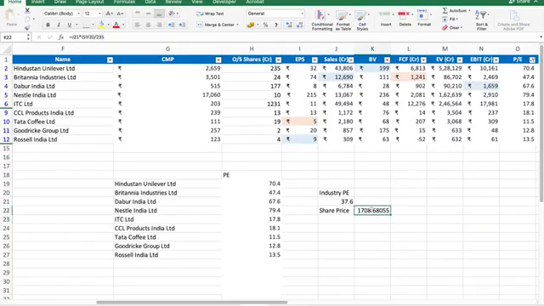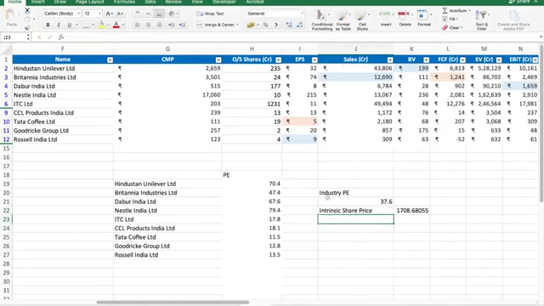Right? And what is the share price now? If you look at the share price, it is somewhere close to 2600. So this is the intrinsic share price. And what is the current market price? The current market price is this value, 2659. So we can clearly see it is overvalued as per the market.